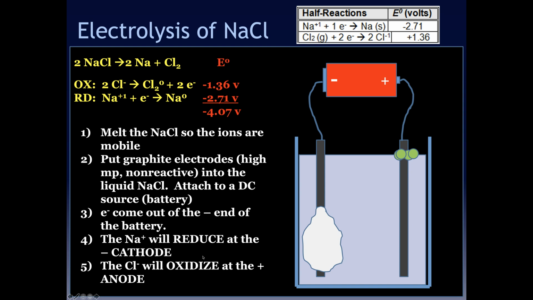The easy way to remember this is an-ox and red-cat. The only difference here is, in the battery, the anode is negative. Well, in this cell, the cathode is negative because negative is determined by the battery. Electrons always go from anode to cathode. Therefore, where the sodium forms is the cathode because the sodium was reduced there, and reduction takes place at the cathode.